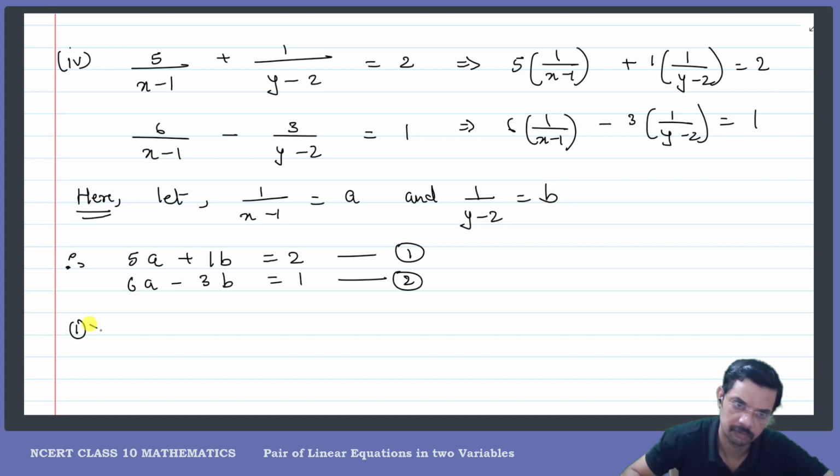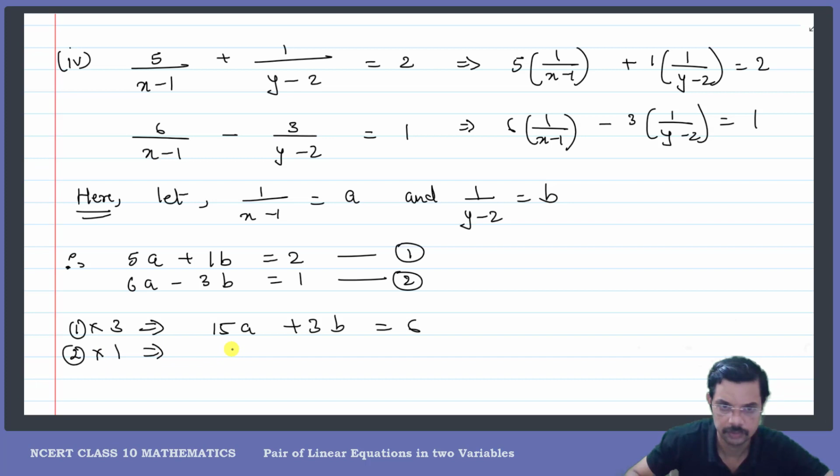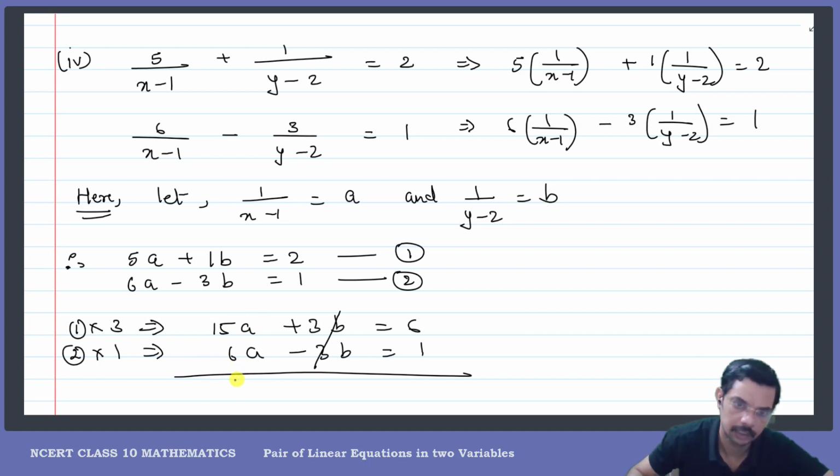The first equation will be multiplied by 3 by elimination method. So 5 threes are 15a plus 3b equal to 3 twos are 6. The second equation remains as it is, equation number 2 into 1. So 6a minus 3b will be equal to 1. What to do? You just add to eliminate. So this is 21a and this is 7.